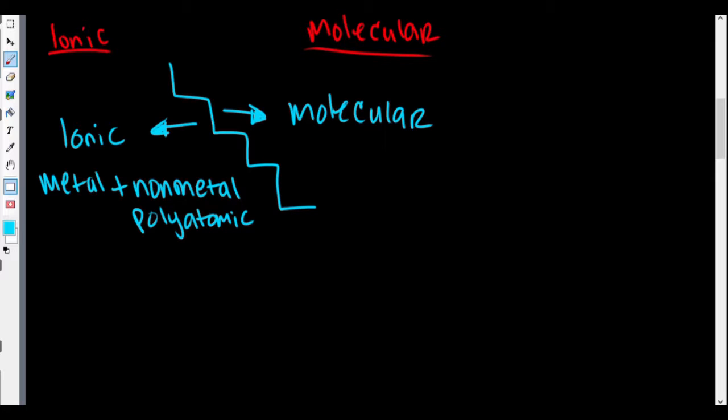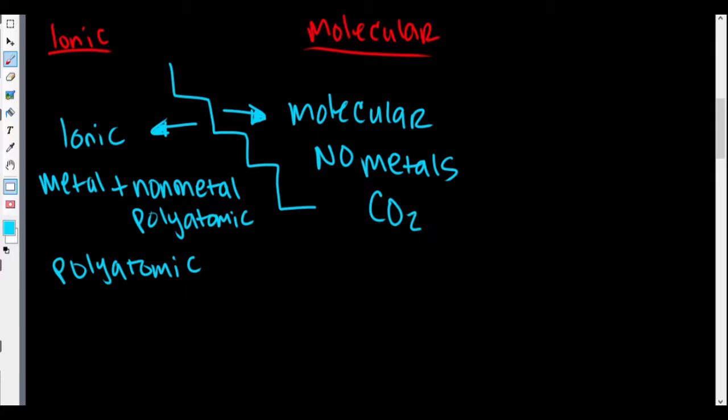Another thing to pick up on for ionic is if there is a polyatomic, then it's going to be an ionic one. Molecular is going to have no metals. So you can think of stuff like CO2. What's the name of that? Carbon di. We'll talk about that in a minute. Oxide.